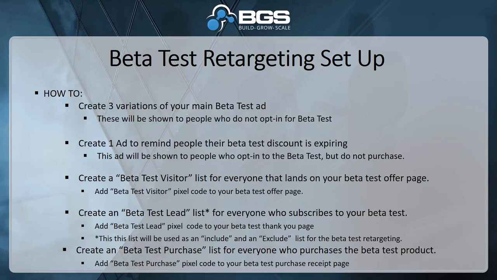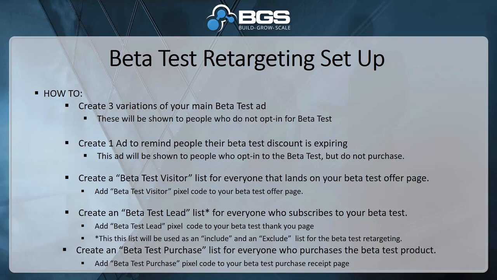Now, beta tests. Okay, they have a slightly different, more involved process to set them up. So again, we're going to create 3 variations of our main beta test ad. So these are going to be shown to people who do not opt in for the beta test. Then we want to create another ad to remind people that their beta test discount is expiring. Okay, this ad we're going to show to people who do opt in for the beta test, but who haven't completed the purchase yet.